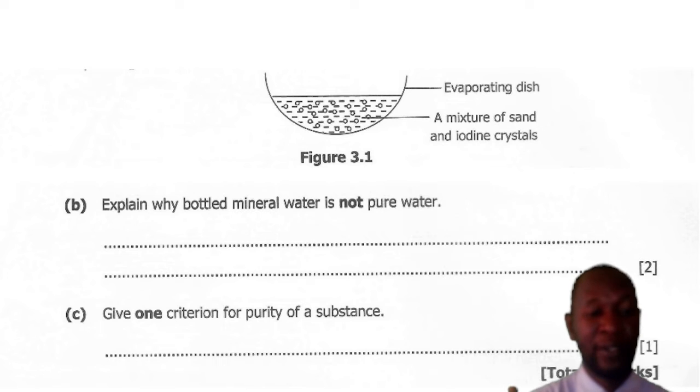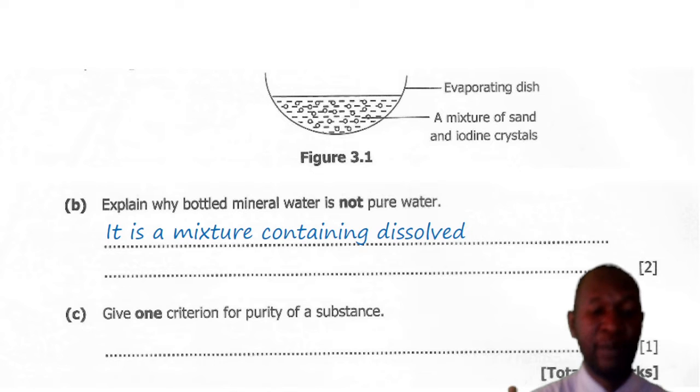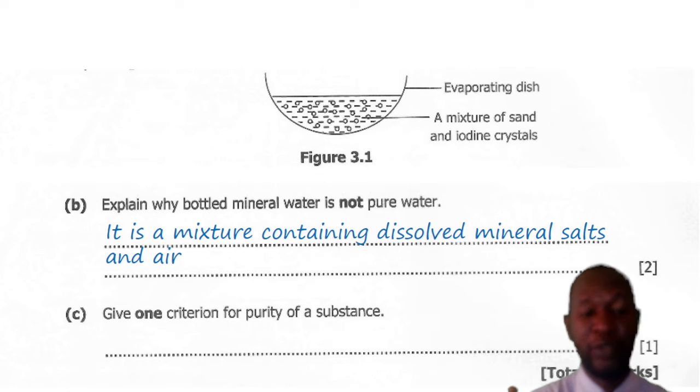Part B, explain why bottled water is not pure water. So bottled water, normally it will actually be a mixture containing dissolved minerals and the air. So that's why it's not pure, because it already contains minerals. That's why we call it mineral water.